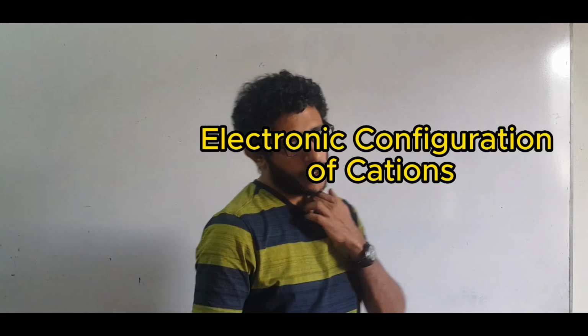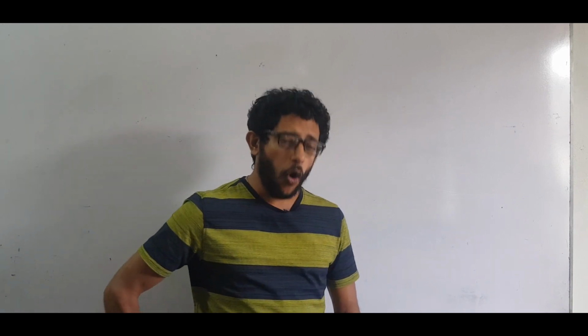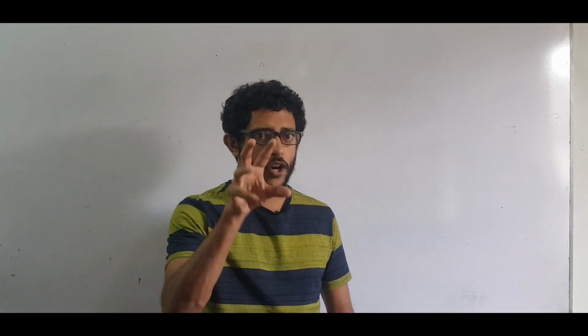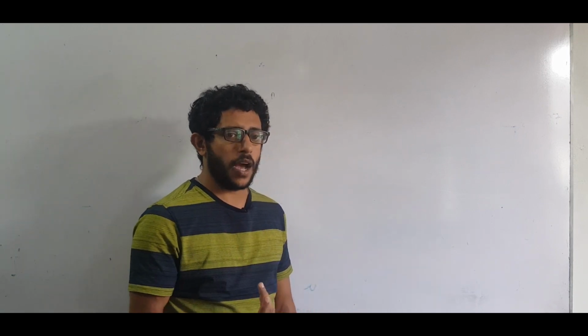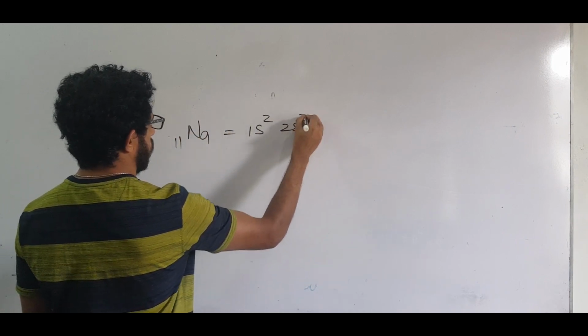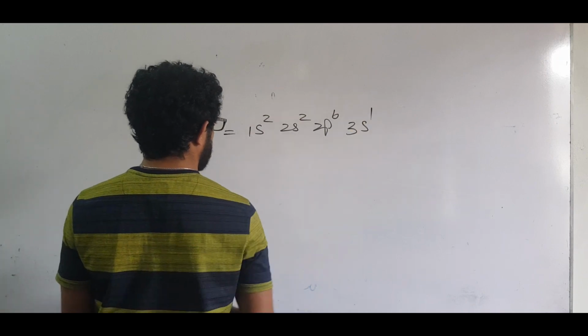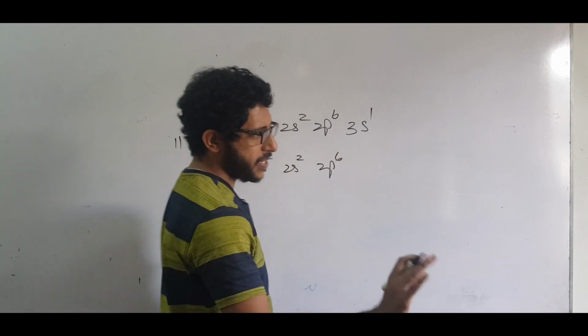The electronic configuration of positive ions differs slightly, because positive ions are formed by removing electrons. When electrons are removed, they are always removed from the outermost subshell, not according to the Aufbau principle. This is mainly applicable for elements after atomic number 20, which we call transition elements. For example, for sodium, it does not matter. Sodium is 11: 1s2, 2s2, 2p6, 3s1. So, sodium plus would be 1s2, 2s2, 2p6. That is it. That is fine.